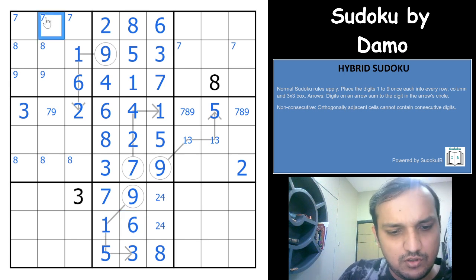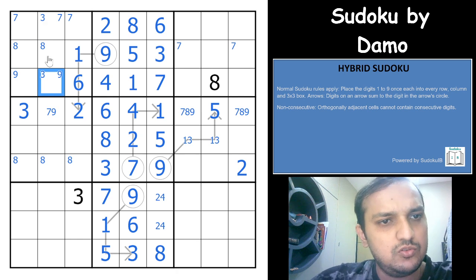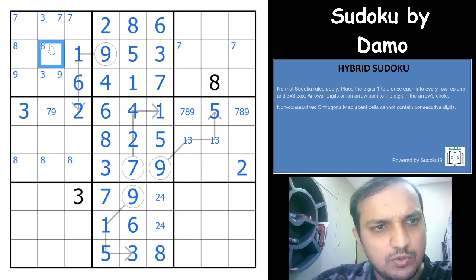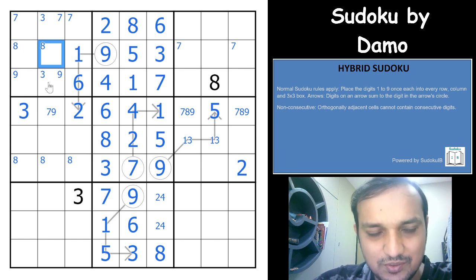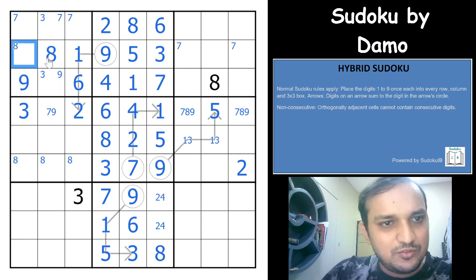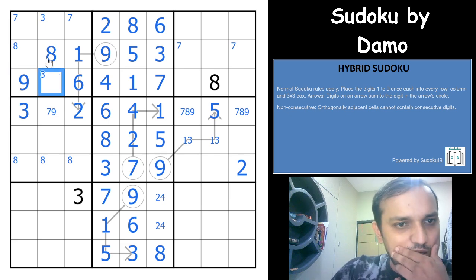Okay, 3 is in one of these two cells, right? So this cell cannot be 1, cannot be 2, because 3 is in one of these two cells. Cannot be 3, cannot be 4 again, because 3 is in one of these two cells. Cannot be 5, cannot be 6, cannot be 7, cannot be 9. The only possibility here is 8. Amazing, that gives you a 9 here. Eliminate 7 from this cell and 9 from this cell.